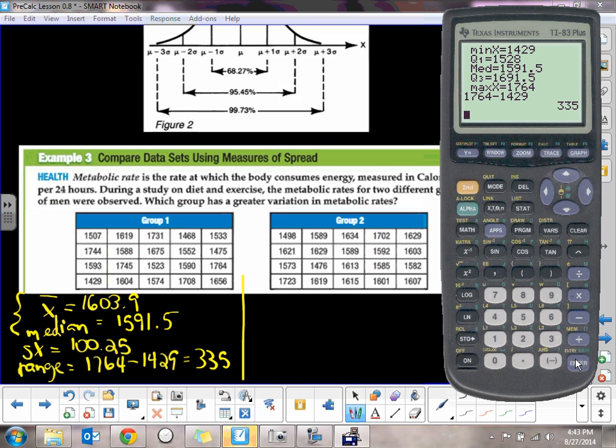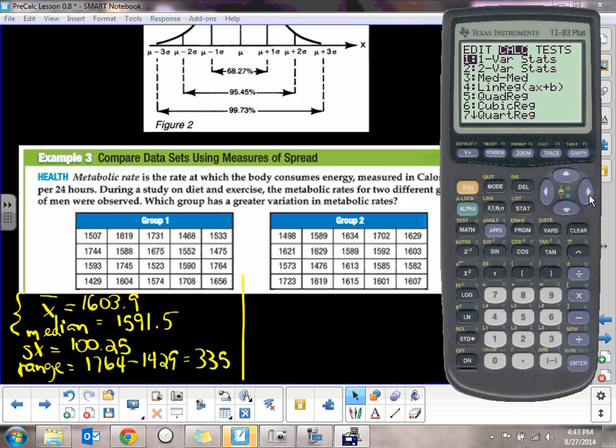That's group 1. Now we're going to do the same thing for group 2. Since I already have group 2 typed in list 2, I'm going to hit my stat. I'm going to calculate another one variable statistics, and this time I want to do it on my second list so I can compare it to our first list and run the one variable stats again. So now I'm going to record these.